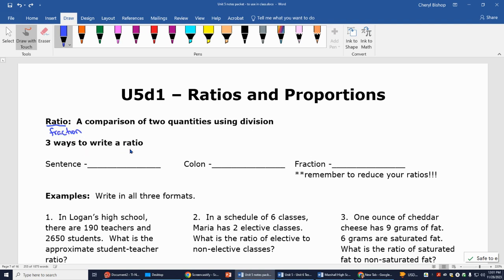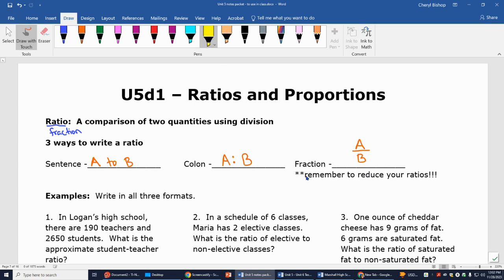There's 3 ways to write a ratio. For example, if I wanted to compare the number of apples I have to the number of bananas I have, I could say apples to bananas and write it as a sentence. I could use a colon and compare the number of apples to the number of bananas. Notice I still say it apples to bananas even though I write it with a colon. Fraction, same thing, the number of apples to bananas. Whatever comes first in my sentence is what's going to be the numerator in my fraction.